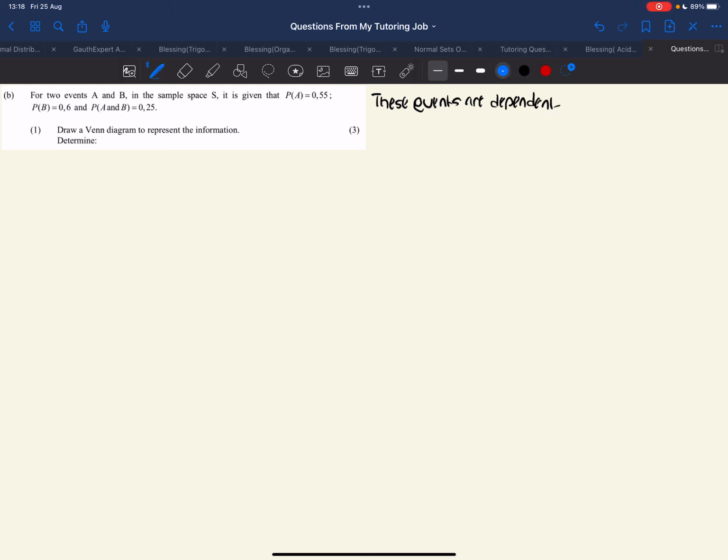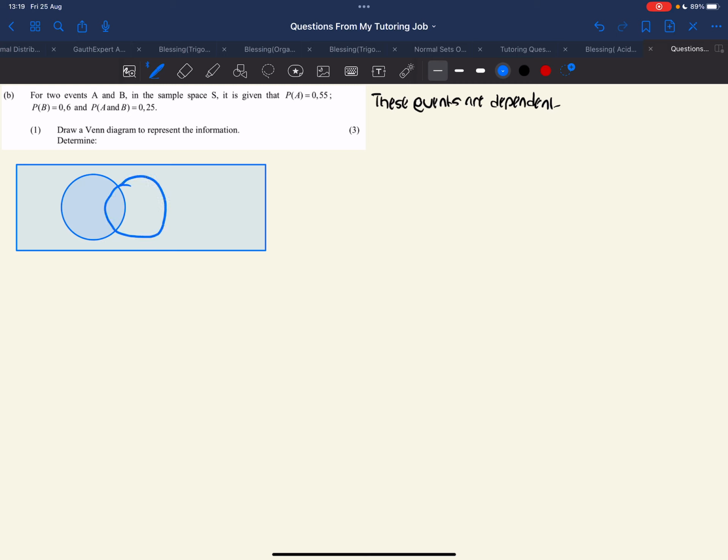Okay, now let's draw the Venn diagram, because in question B1 they say to draw a Venn diagram to represent the information, right? So we're going to draw a Venn diagram. We're going to use circles. Let me draw a much bigger circle. Then I'm going to put 0.25 inside there.